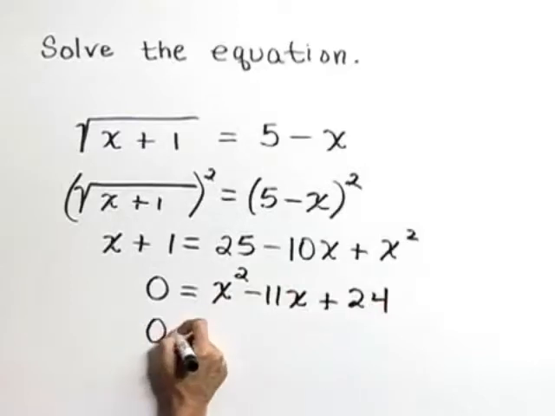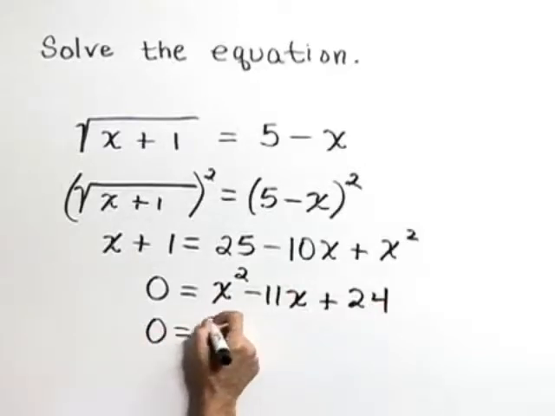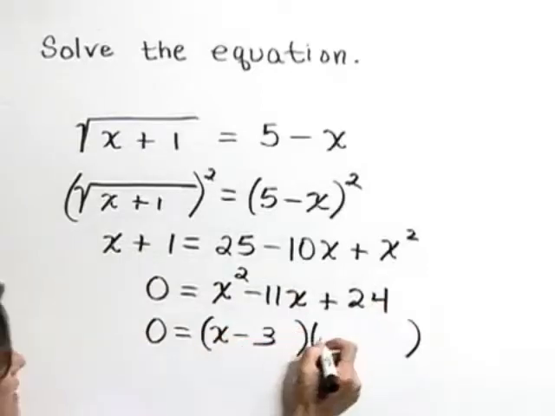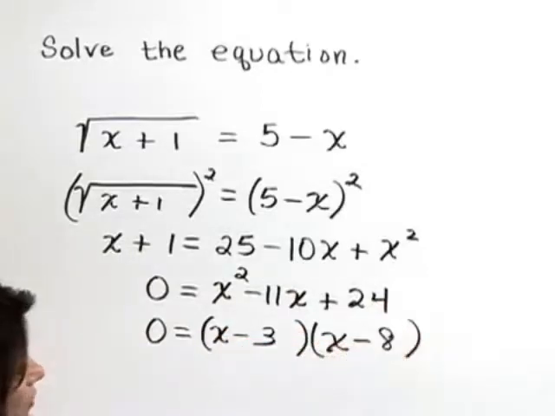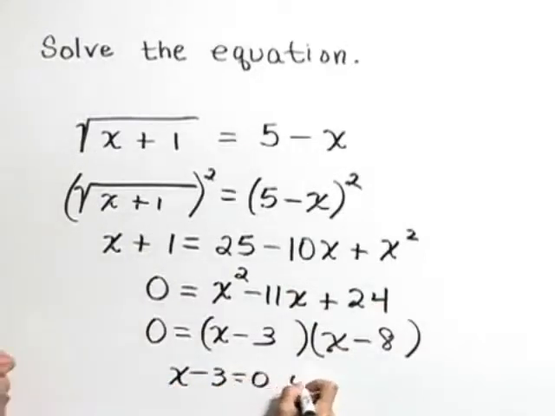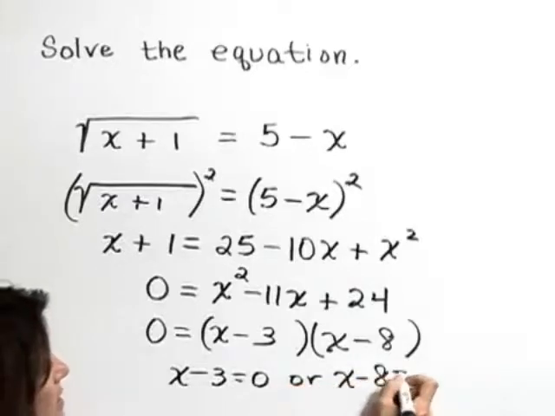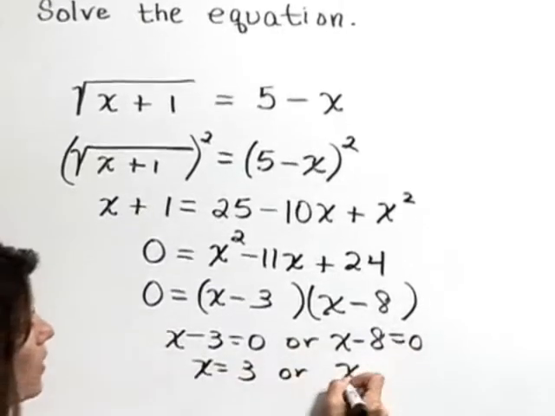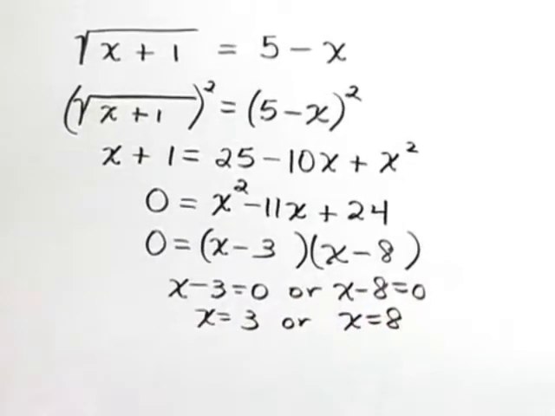Let's continue to solve this quadratic equation then by factoring. This is going to factor as x minus 3 times x minus 8. So using our zero factor property, x minus 3 is 0, or x minus 8 is equal to 0. So x is equal to 3, or x is equal to 8.